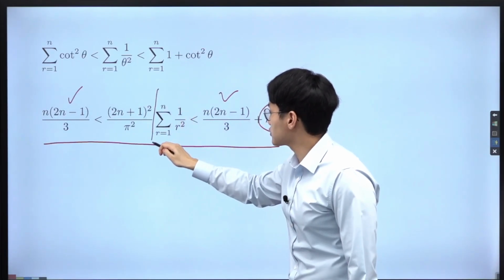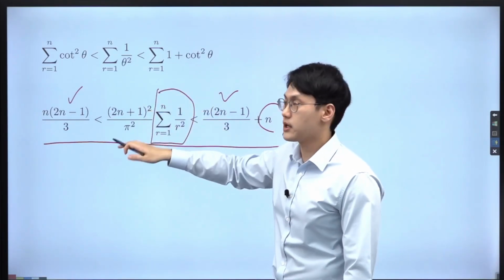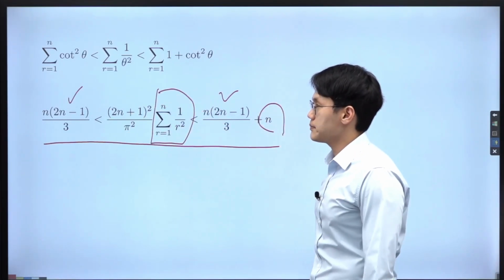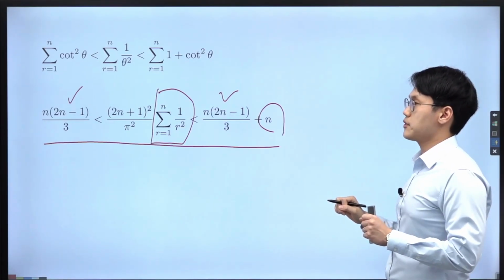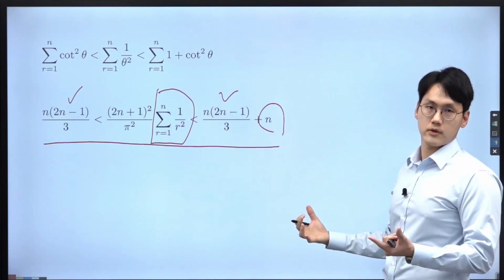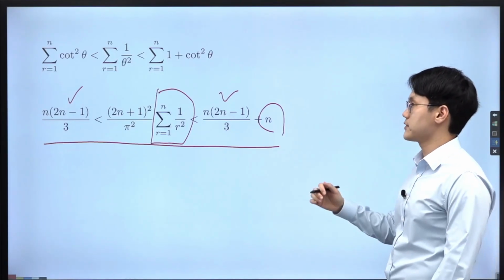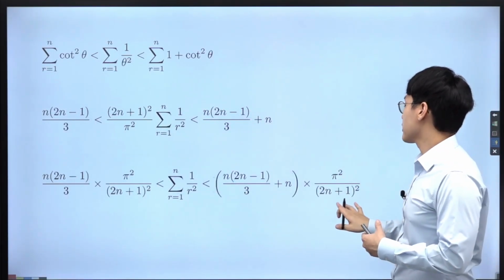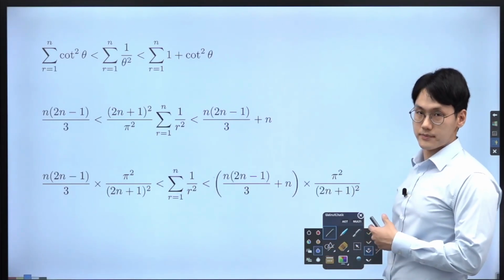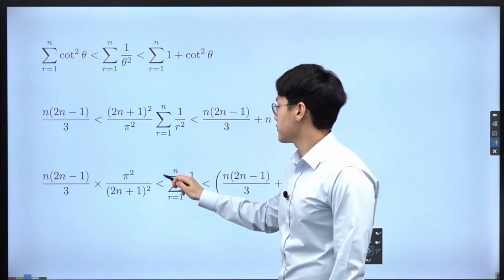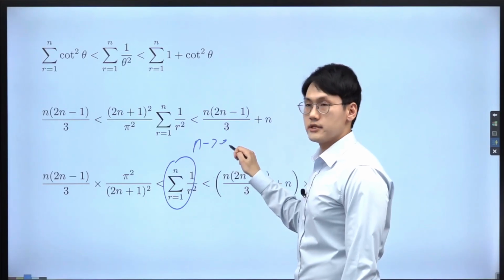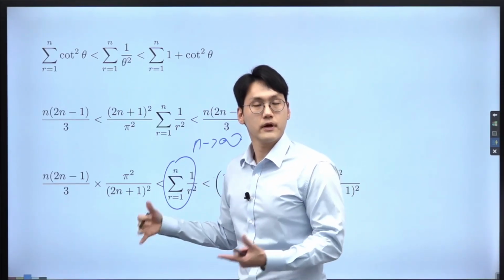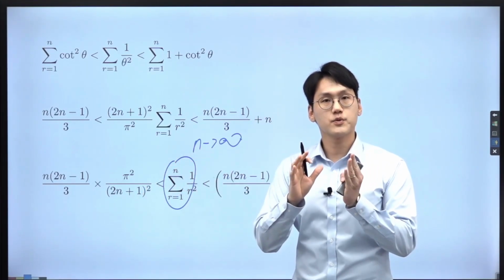And what I'd like to do is just isolate this sigma here. That means I'm going to multiply by pi square over 2n plus 1 square on all sides of the inequality, which is not going to change the direction of the inequality because it's a positive number. It's a perfect square. So if I do that, we have the following inequality. And what do you think we're going to attempt to do for the Basel problem, which is the infinite sum of this? Now I'm going to take n to infinity. And now we got the inequality here. Very likely it's going to use the squeeze theorem, right?